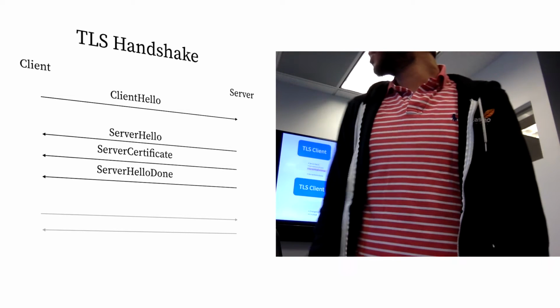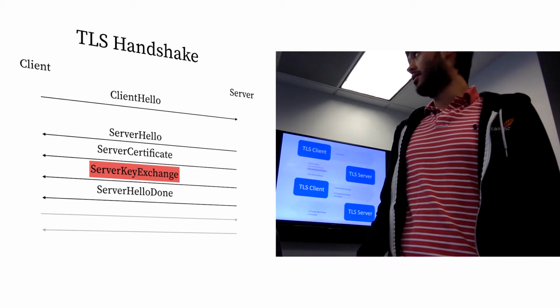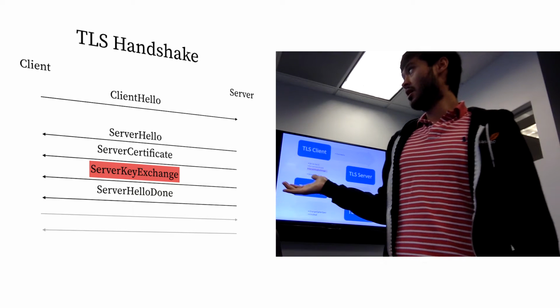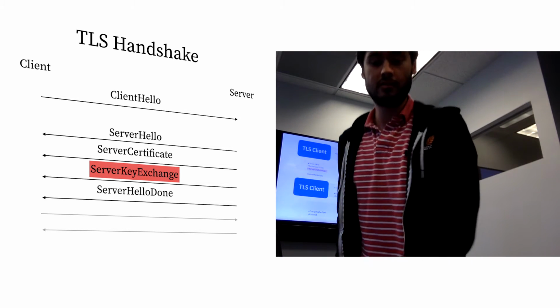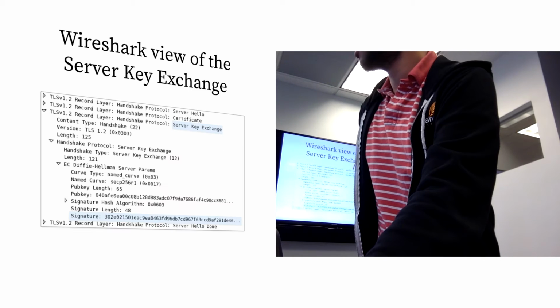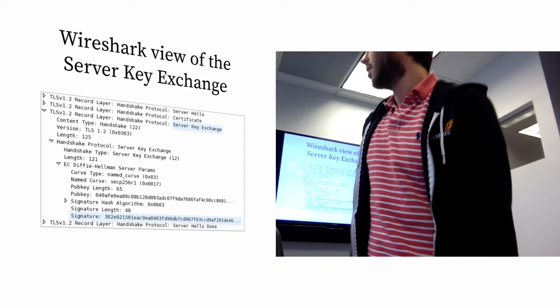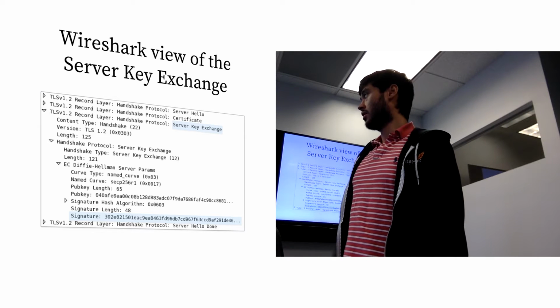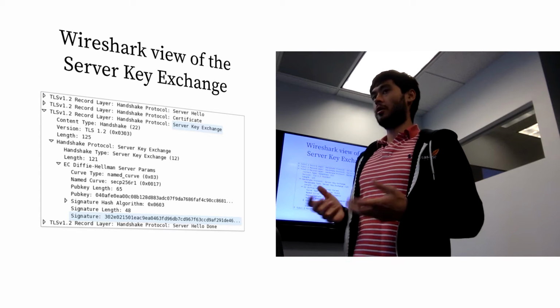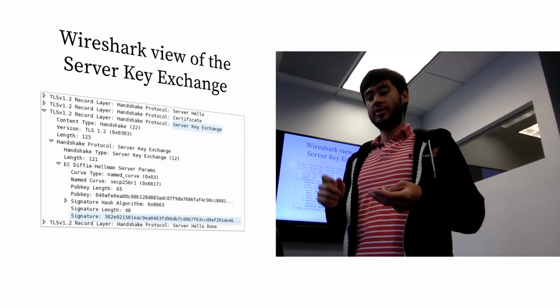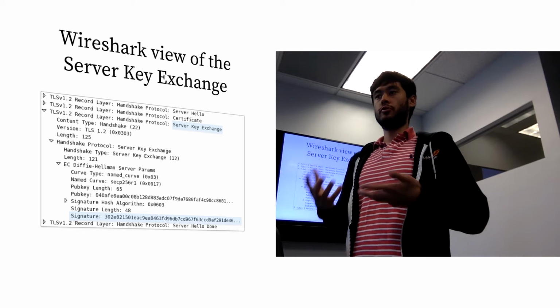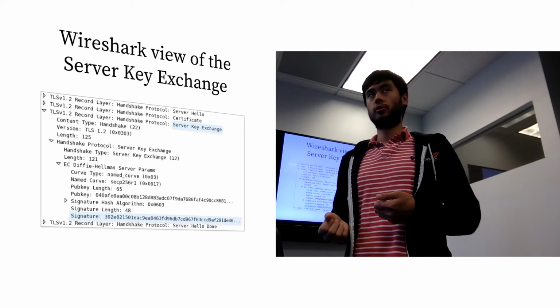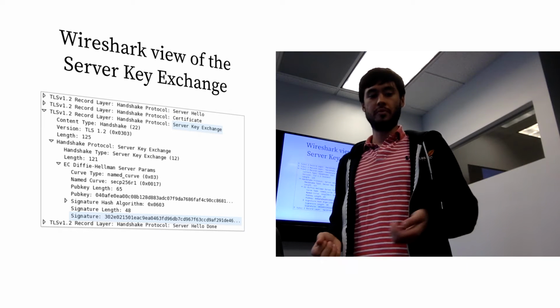So when you ask for an ephemeral handshake, you're going to do a kind of different client hello. And the server is going to answer with an extra packet that is the server key exchange. And I have a view of Wireshark of that extra packet. So that's the server key exchange, and you have a signature there. That extra packet is basically its ephemeral public key and the algorithm it wants to use to do the ephemeral exchange, usually Diffie-Hellman or elliptic curve Diffie-Hellman.